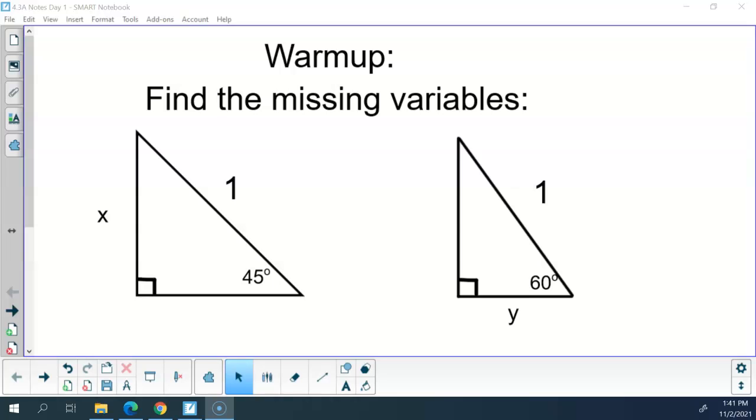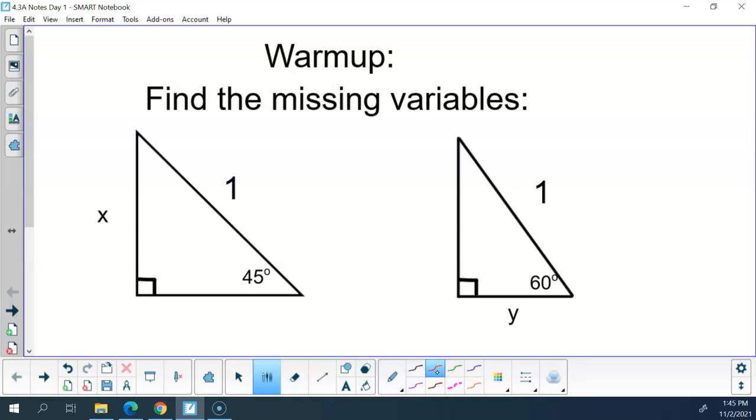Good warm-up coming out of the video that you were supposed to watch in the last week. Find me what X is and find me what Y is. Go. So, from the video that you were supposed to watch sometime in the last week, what is the ratio of the sides in a 45-45 right triangle?